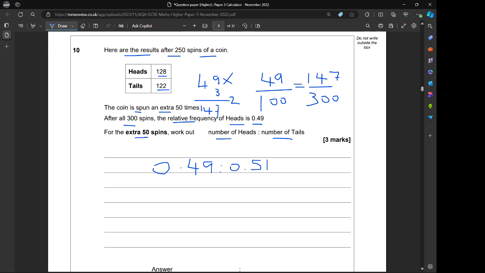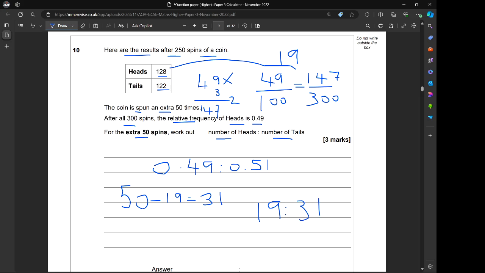If you look here, the heads has gone up by 19. The number of tails has also gone up. So if I do 50 minus 19, that'll be 31. So the ratio would be 19 to 31. So that, guys, is my final answer.